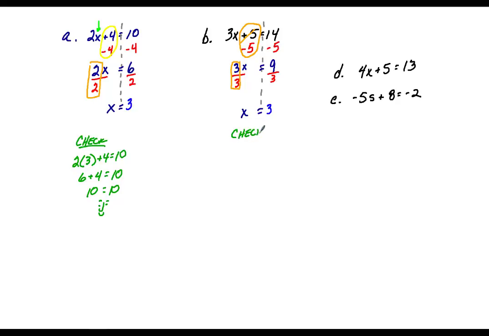So I'm going to check that work by saying, does 3 times 3 plus 5 equal 14? Well, 3 times 3 is 9. 9 plus 5, yes, that is 14. If I could just successfully write 14 on the screen here. There it is, 14. So 14 equals 14, and yay us.